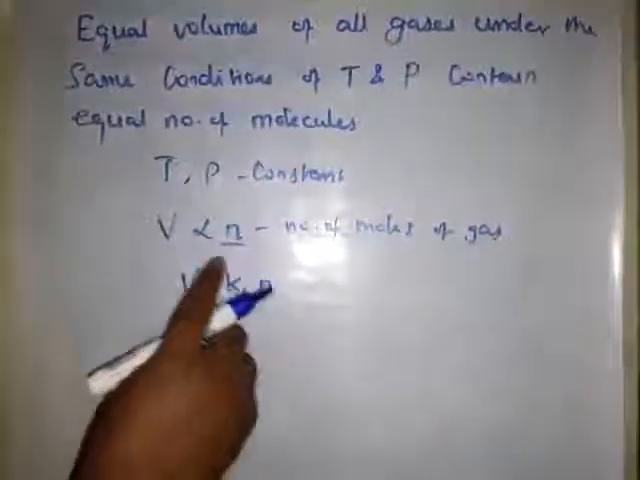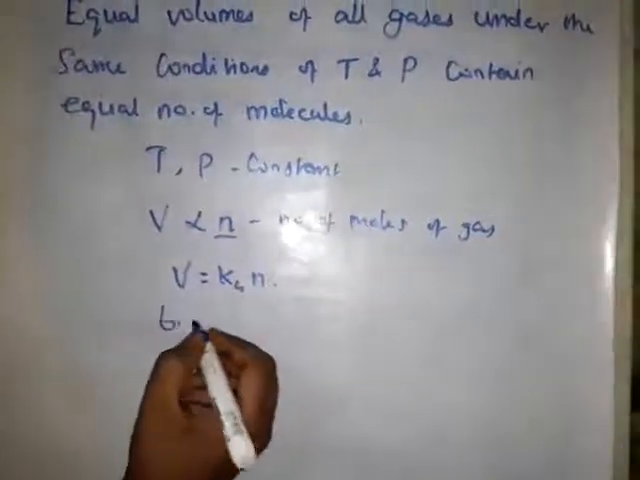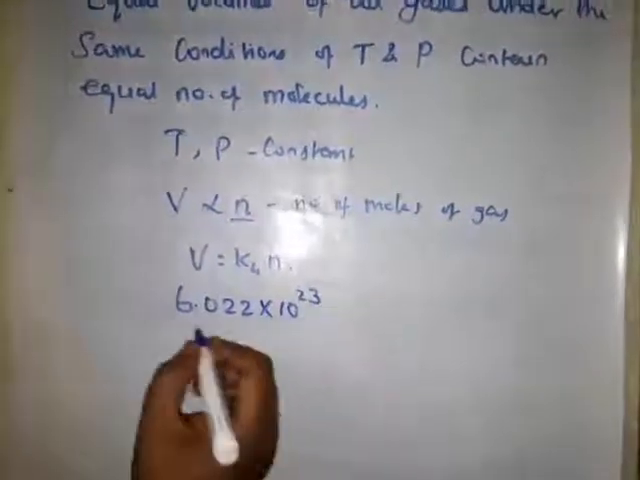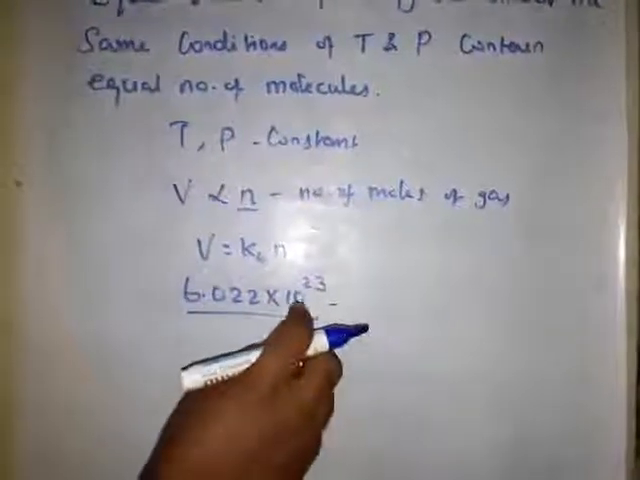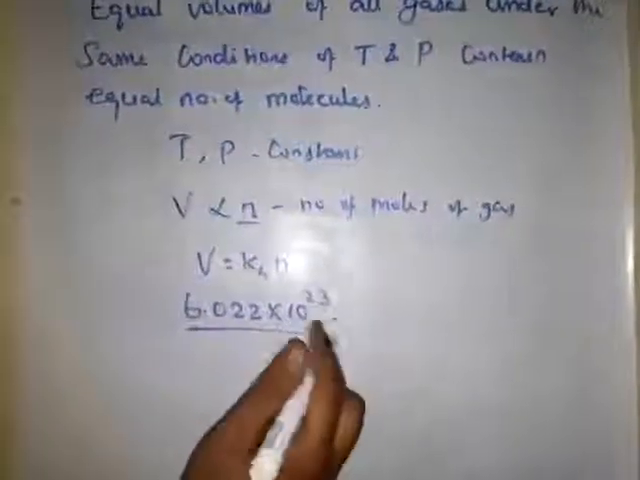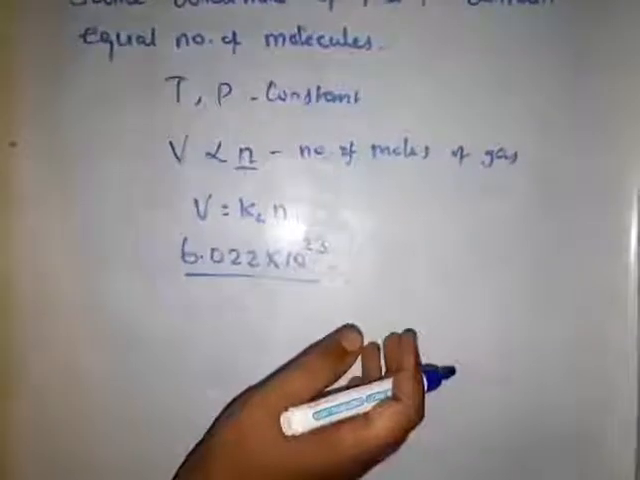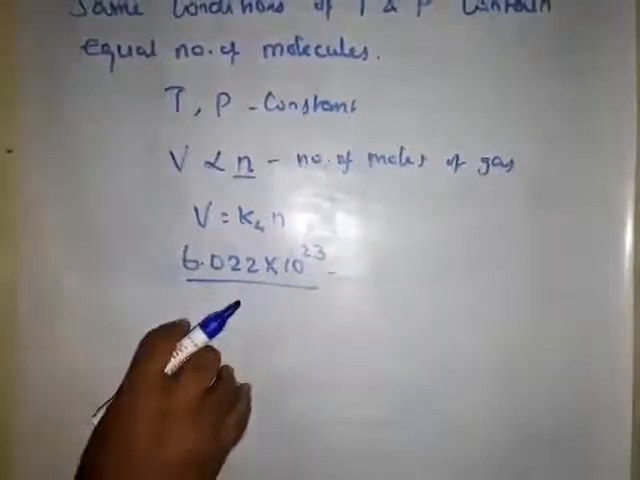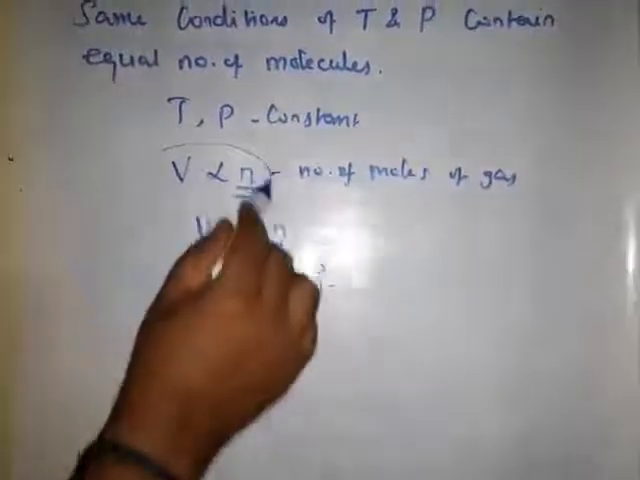The number of molecules in 1 mole of a gas has been determined already. That is 6.022 into 10 to the power 23. This is called the Avogadro constant. It is the same number we already discussed in the mole concept, in the definition of the mole unit. So here the volume of a gas is directly proportional to the number of moles.